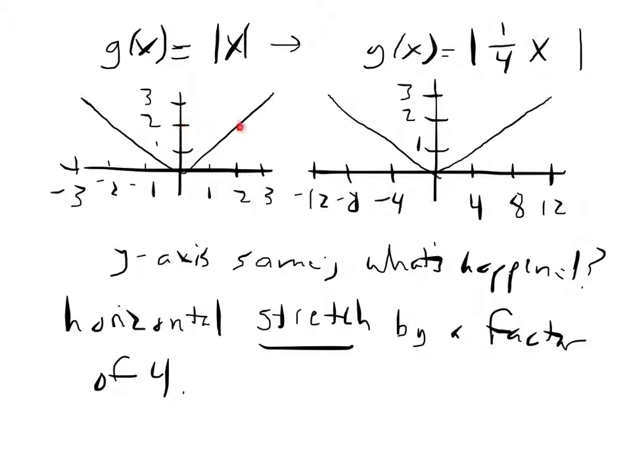If I want to get an output of 2, what would I have to put in here? I'd have to let x be 8. Notice your scale here for the x-axis, 1 to 2 to 3 over this y-scale. My scale here now is 4, 8 to 12 over this y-scale. What have I done to change this graph to this graph? I've horizontally stretched my graph by a factor of 4.